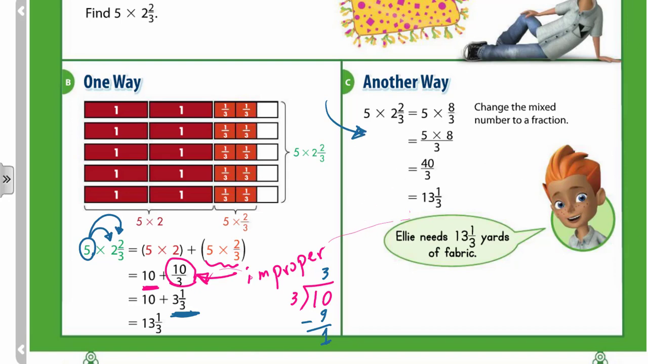And here in the second way, I have something written here. Can you see it? Change the mixed number to a fraction. How to do so? We know how to change an improper fraction to a mixed number. Now, how to make a mixed number a fraction?